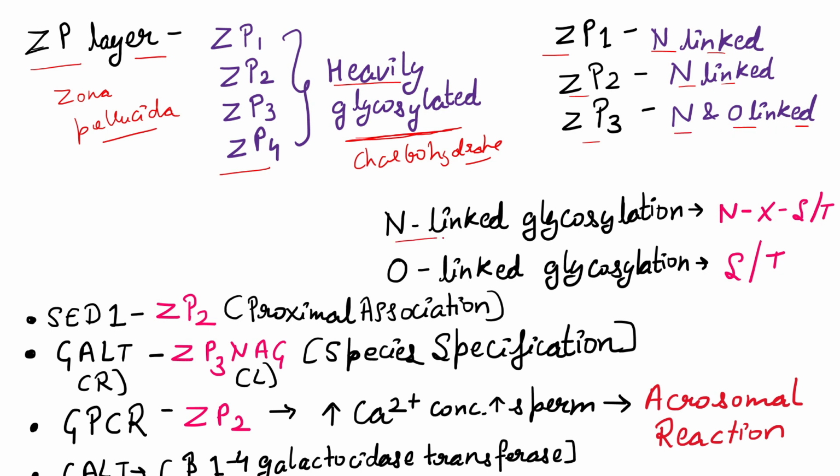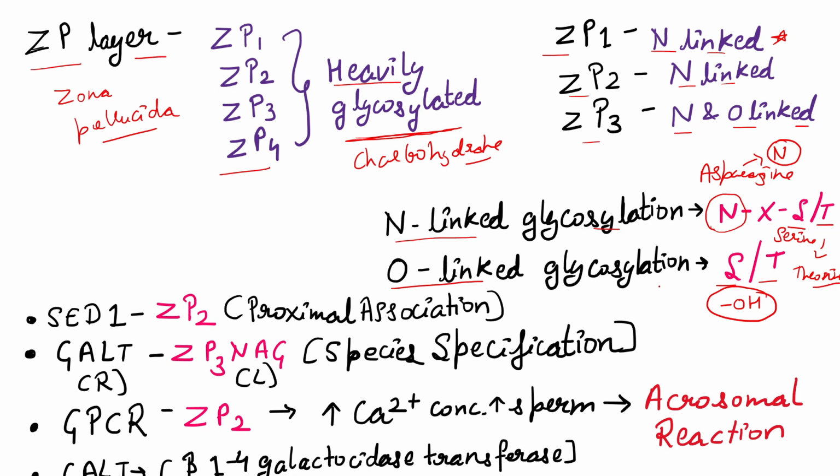So what do we mean by N-linked glycosylation? N-linked glycosylation means it consists of asparagine. O-linked glycosylation means serine and threonine. So asparagine is abbreviated as N, so the name suggests N-linked. And serine and threonine both consist of an OH group, so the name is given O-linked glycosylation.